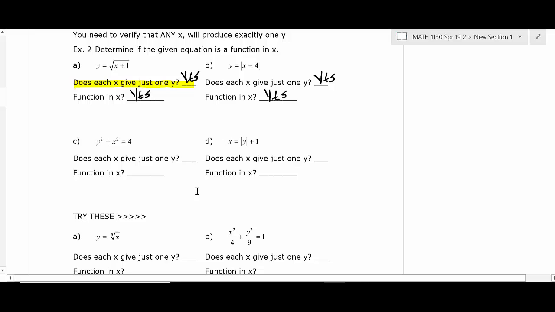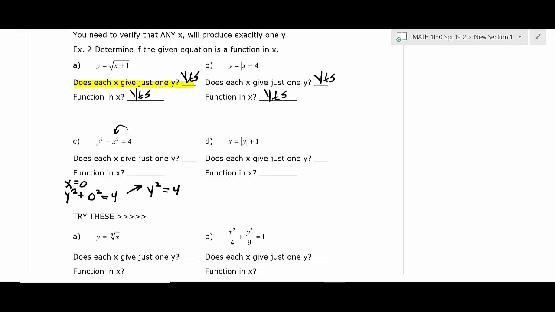Now, this one is a little harder to do in your head. So what I'm going to do is pick a value for x, and I'm going to make it real simple. I'm just going to say, let's let x be 0. It's up to you what you pick. Then if you plug it in, you would have y squared plus 0 squared equals 4. And then from here, you would have y squared equals 4. All right, background issue. When you solve this equation, how many answers does this equation have?